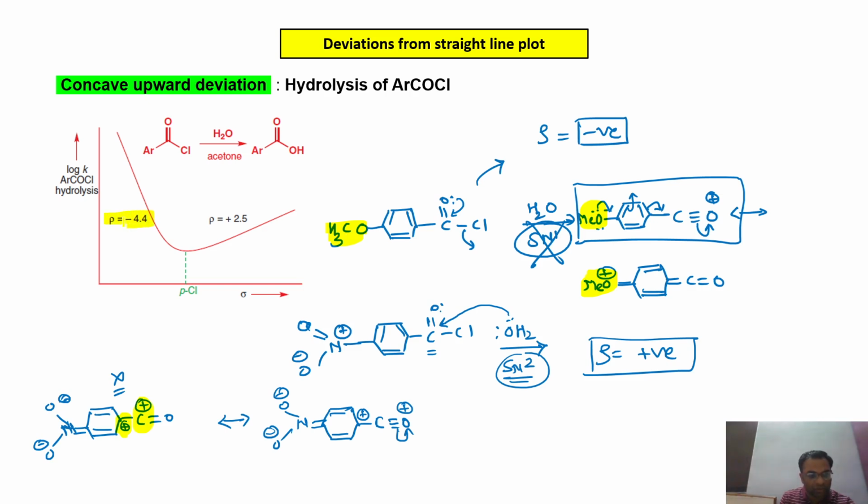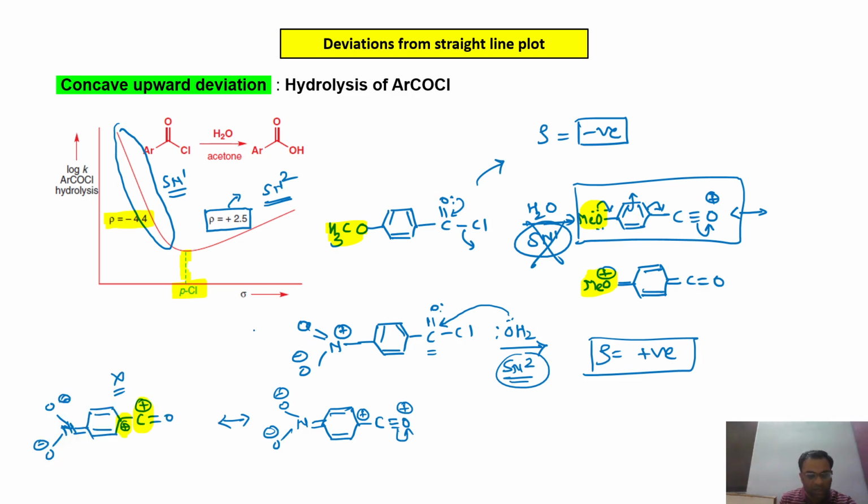this negative rho value, that is minus 4.4, is indicating that these substituents are following the SN1 type mechanism, and the rho value of plus 2.5 indicates that this reaction is following the SN2 mechanism. Now what about this para-chlorine group? It is an intermediate group.